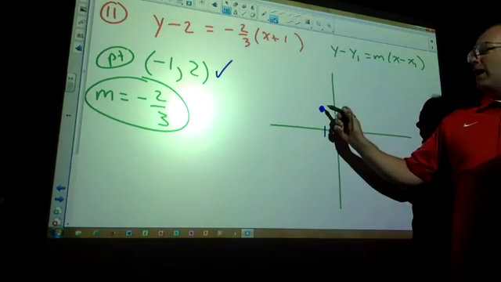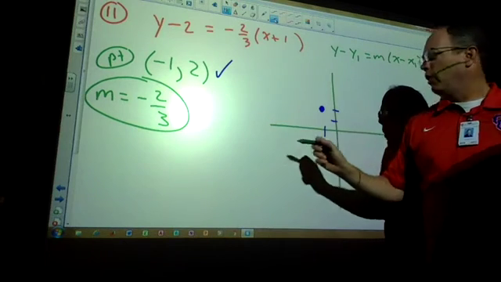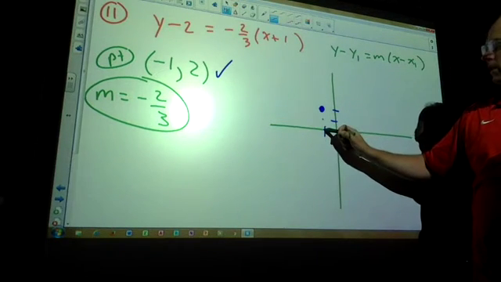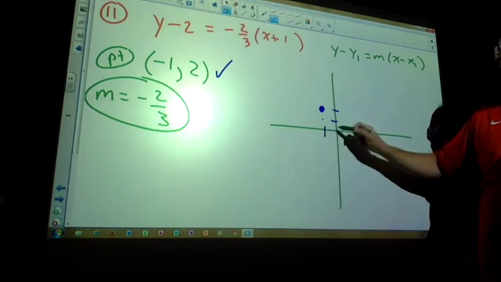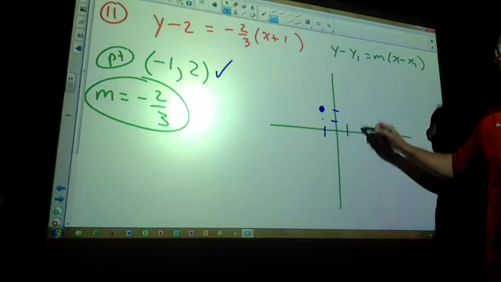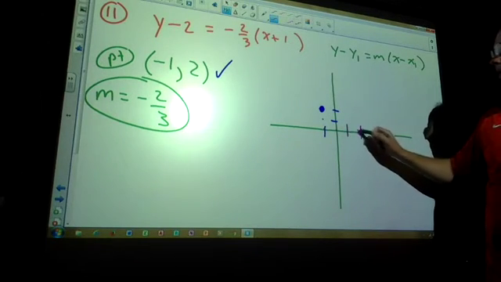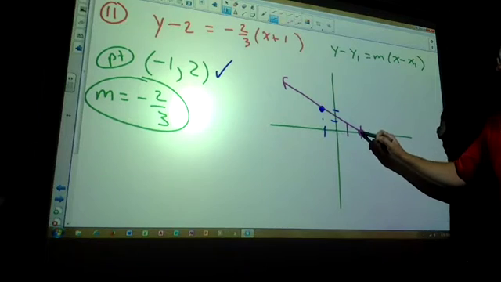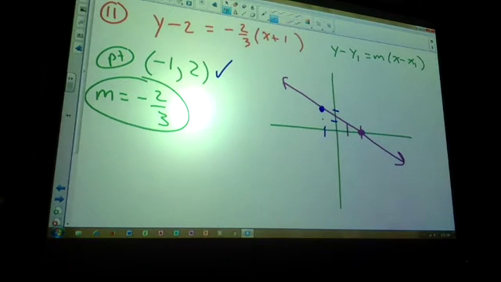All right, so at this point, I'm going to go down 2 and over 3. Right 3. 1, 2, 3. Oh, cool. We found where it crosses the x-intercept in this case.